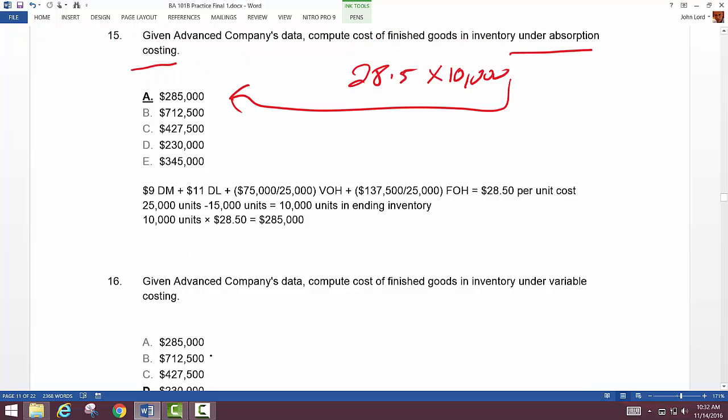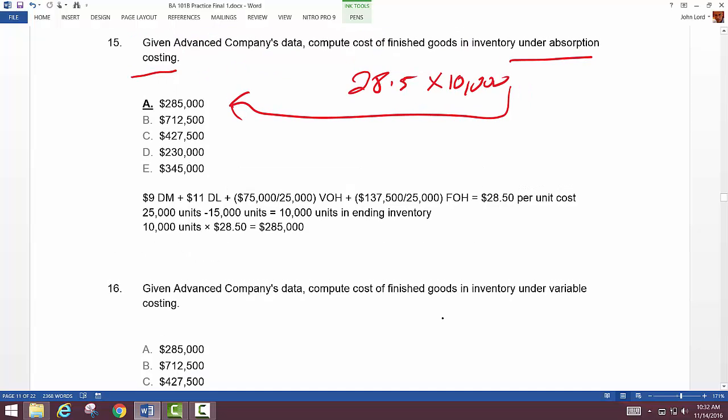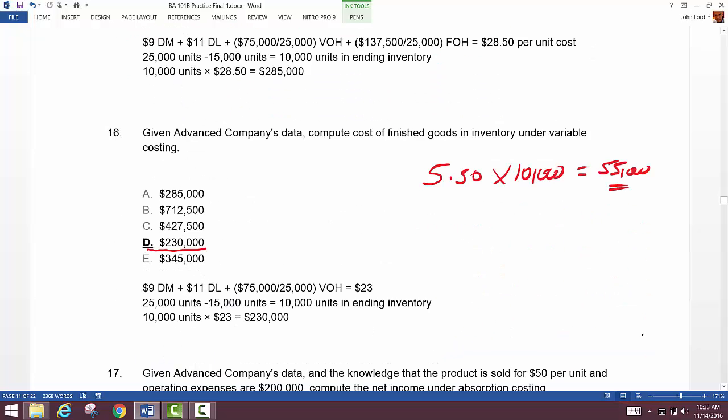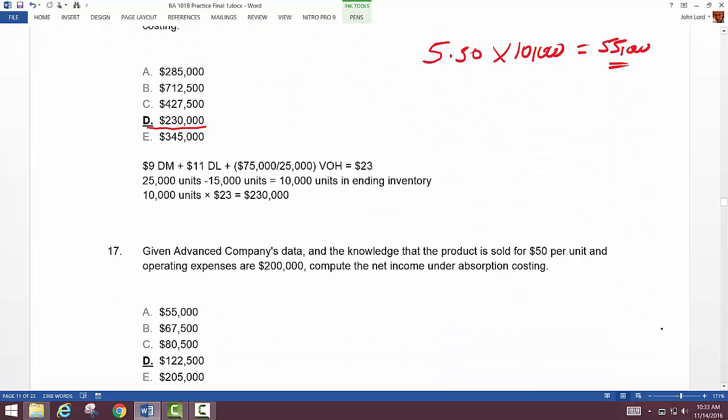It's $55,000 less. It's the 5.50 times the 10,000 units, right? So that gives us the 55,000. Okay, good.